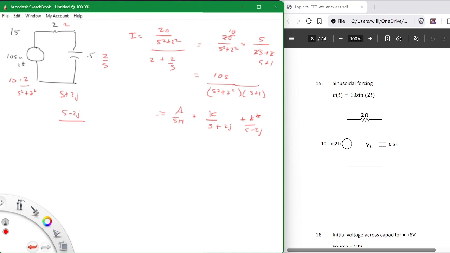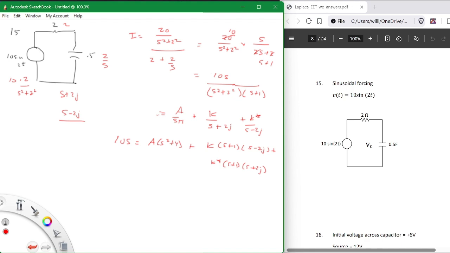So, what are you going to find when you get, so now this is 10s is equal to A times s squared plus 4, plus K times s plus 1 times s minus 2j, plus K star times s plus 1 times s plus 2j. And we can forget about the K star. The K star goes away. We don't really have to worry about it. Okay, but we have to worry about the K.